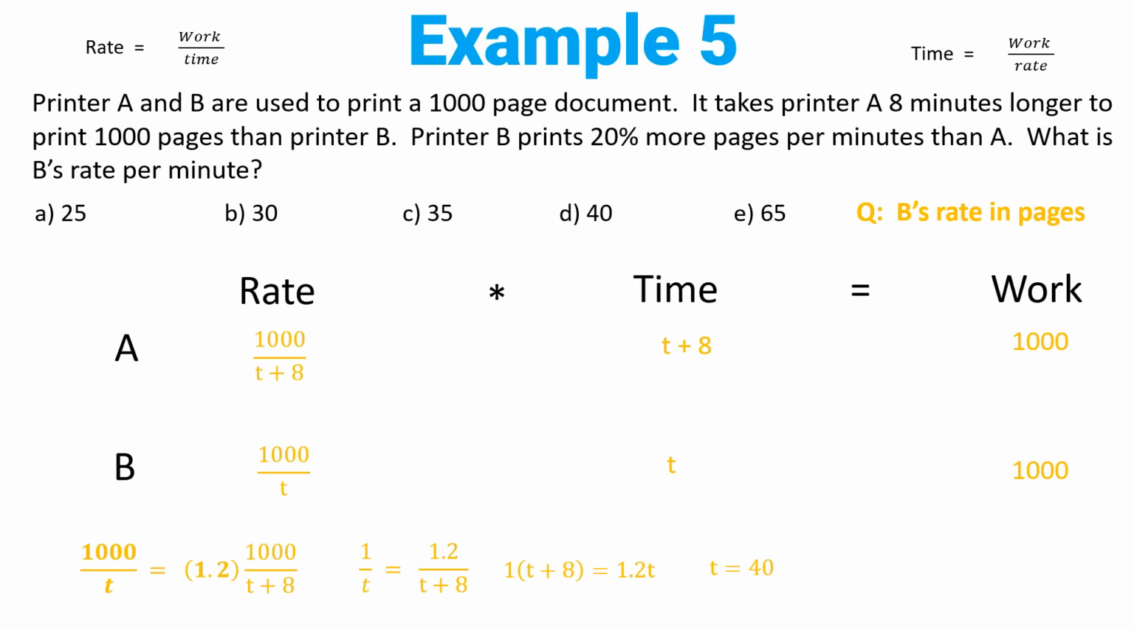Now we're in business. What is it that we're after? Are we being asked for T? We are not. We are being asked for B's rate in pages, but now that we have a number for T, we can figure that out because B's rate is 1,000 over T, or 1,000 over 40, or 25. Very nicely done.